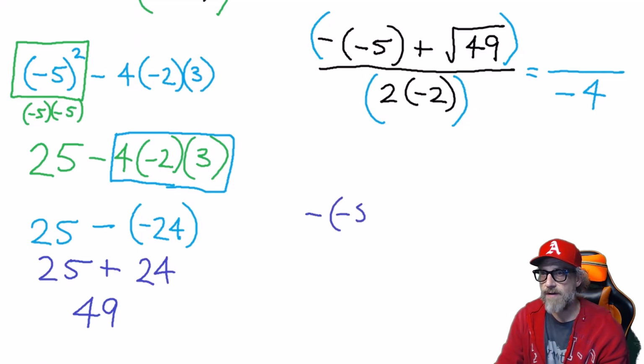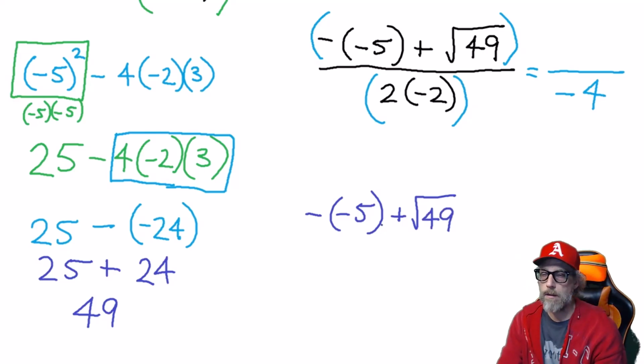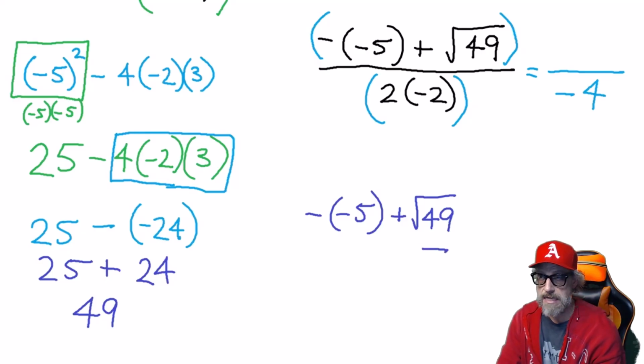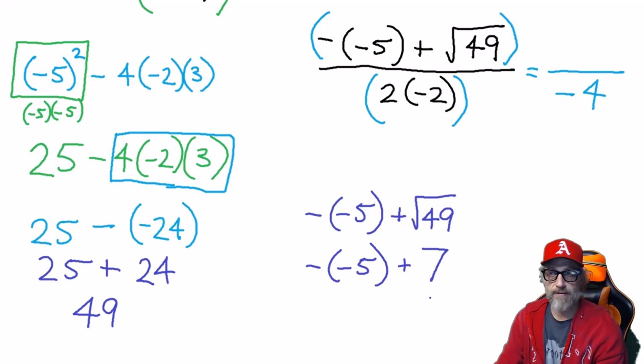Negative negative 5, or opposite of negative 5, plus square root of 49. Just grabbing that numerator to do a little evaluation of that group. We have a square root, so let's evaluate that square root of 49. What number times itself equals 49? That answer is 7. Let's recopy. Now we've got opposite of negative 5 plus 7.